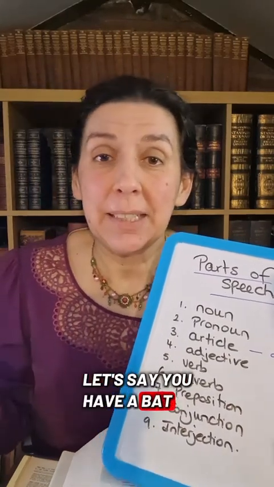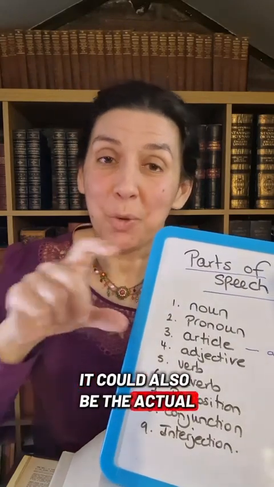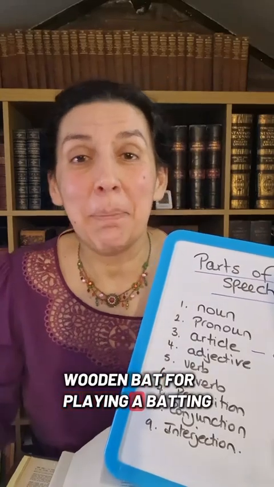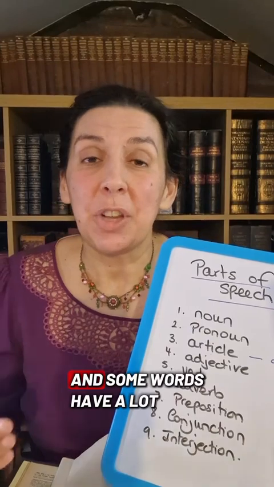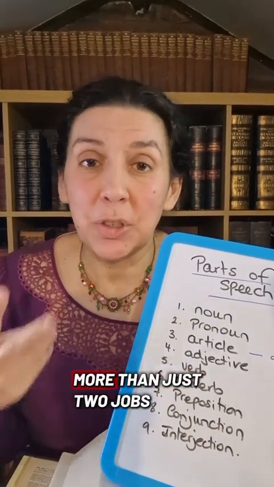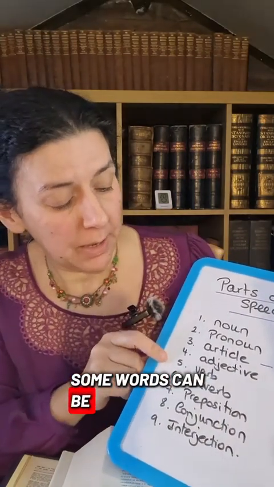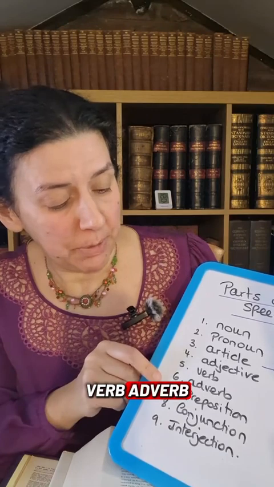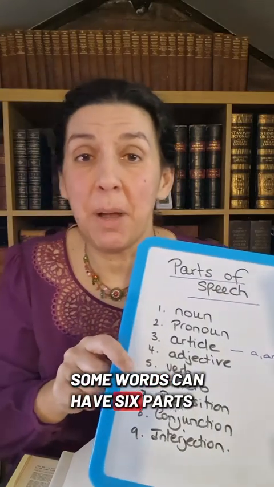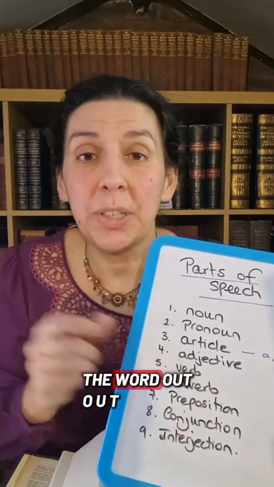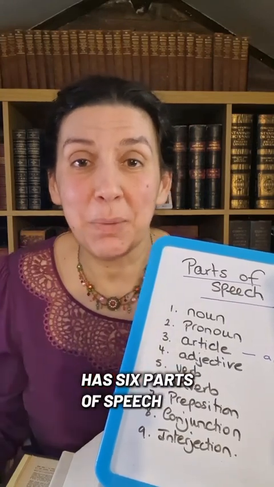Let's say you have a bat, so that could be the animal. It could also be the actual wooden bat for playing a batting game, or it could be the action to bat a ball. And some words have a lot more than just 2 jobs. Some words can be verb, adverb, preposition, conjunction. I mean, some words can have 6 parts of speech. The word out, O-U-T, has 6 parts of speech.